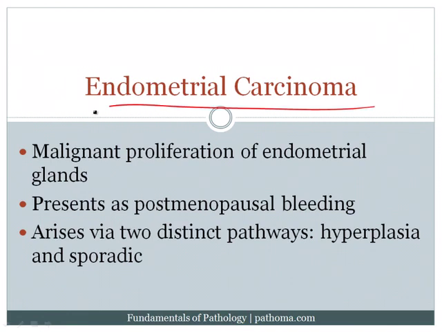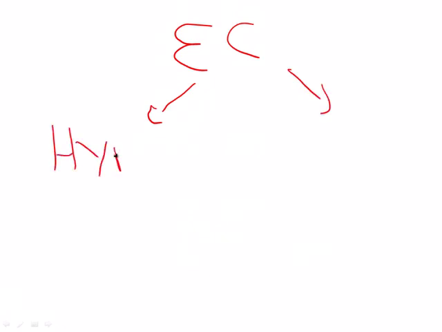What is endometrial carcinoma? A malignant proliferation of endometrial glands. How is it going to present? Well, you've got this growth of the endometrium, and as it begins to grow, eventually it'll bleed, and so the patients classically present with postmenopausal bleeding. Now, I'd like to remind you that there are two pathways for endometrial carcinoma. When we think about endometrial carcinoma, there are two distinct pathways. The first pathway is the hyperplasia pathway. And this makes sense based on our prior discussion.